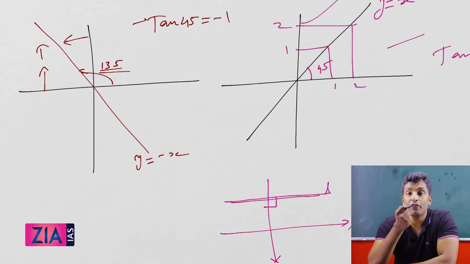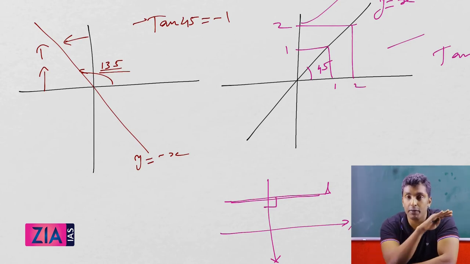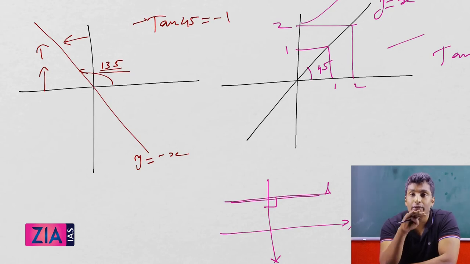So what is the slope of equally inclined angle? It's plus or minus 1 depending on the inclination. If it is 45 degrees, it is plus 1. If it is 135 degrees, it is minus 1. Okay, so I hope you understood. Slope of line parallel to x-axis is 0. Perpendicular to y-axis is also 0.